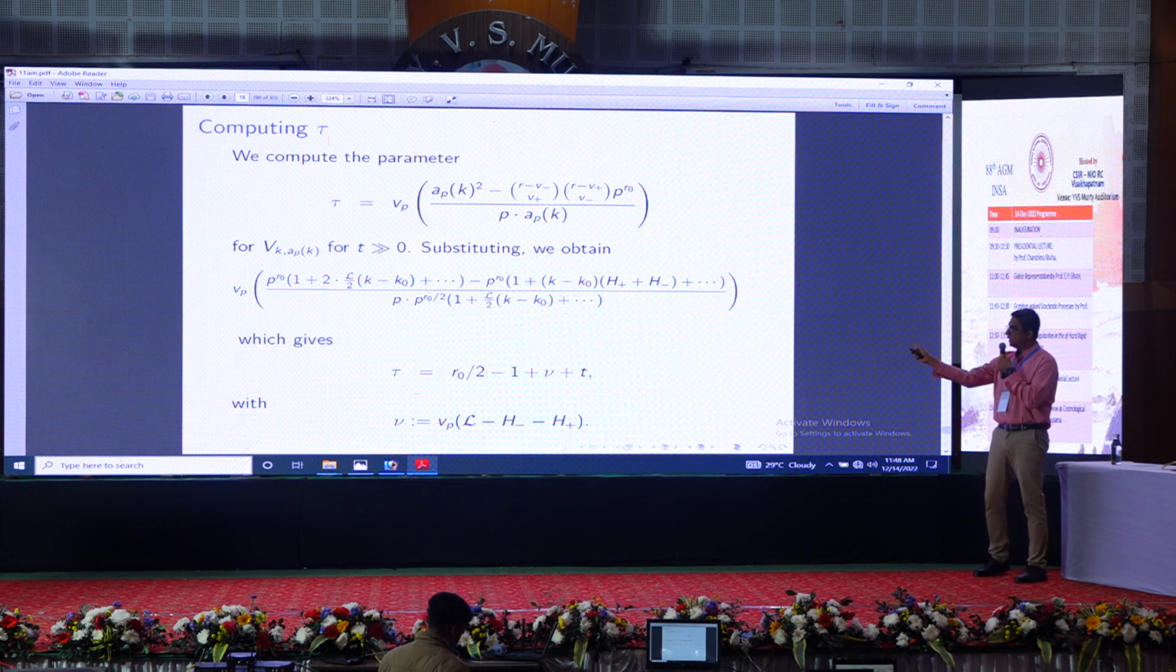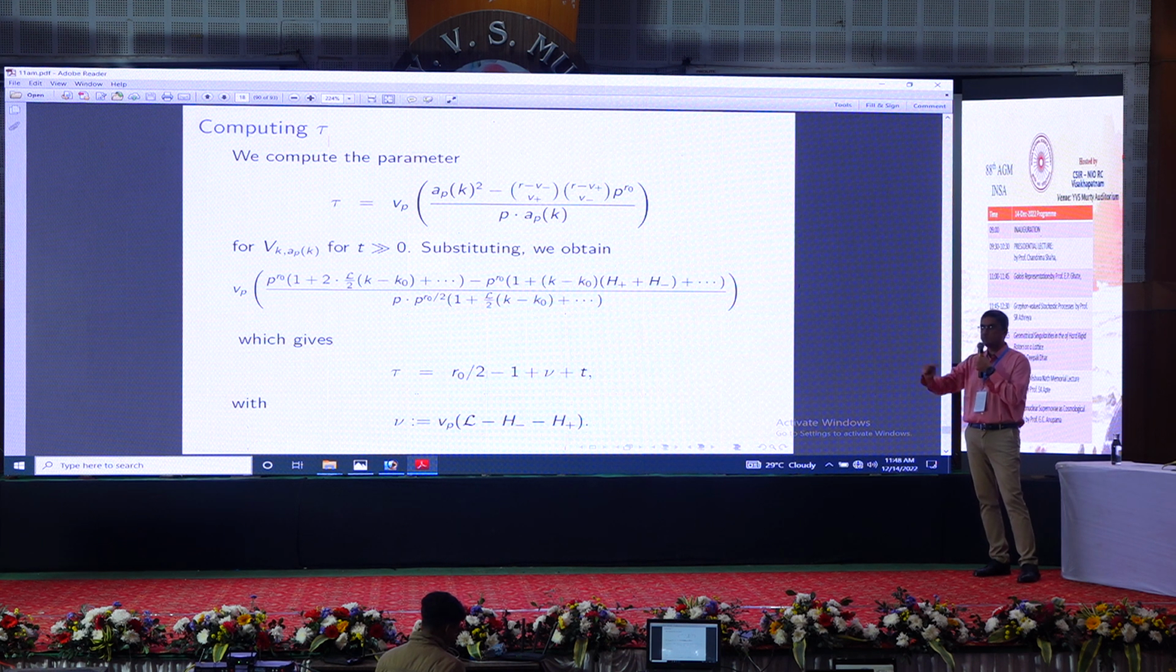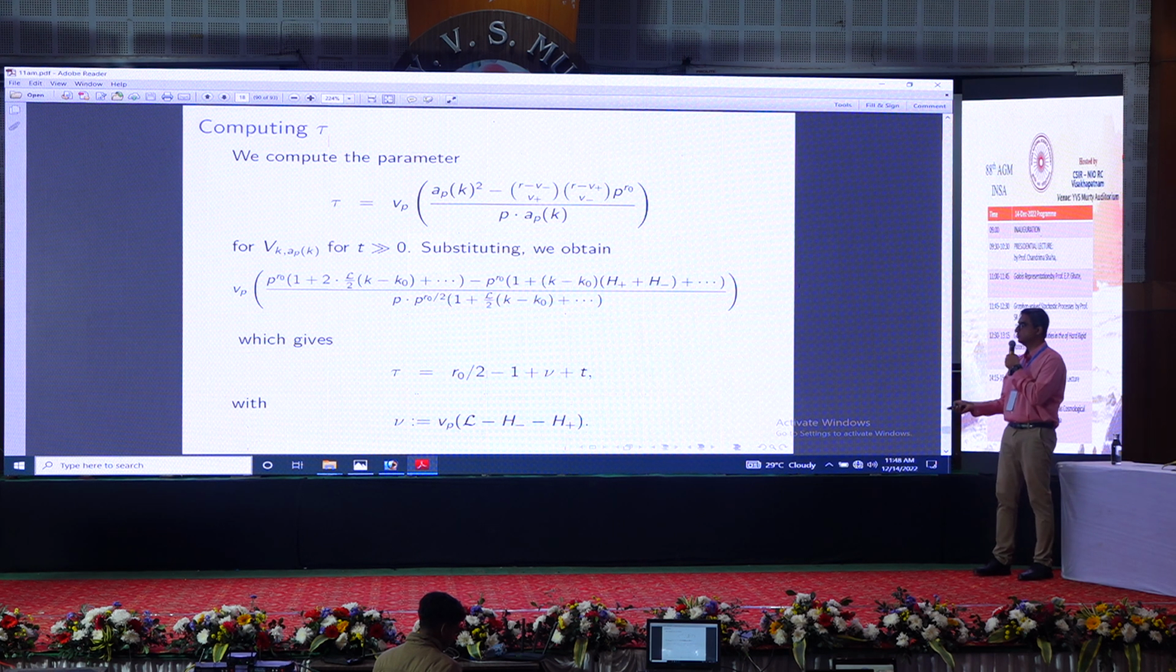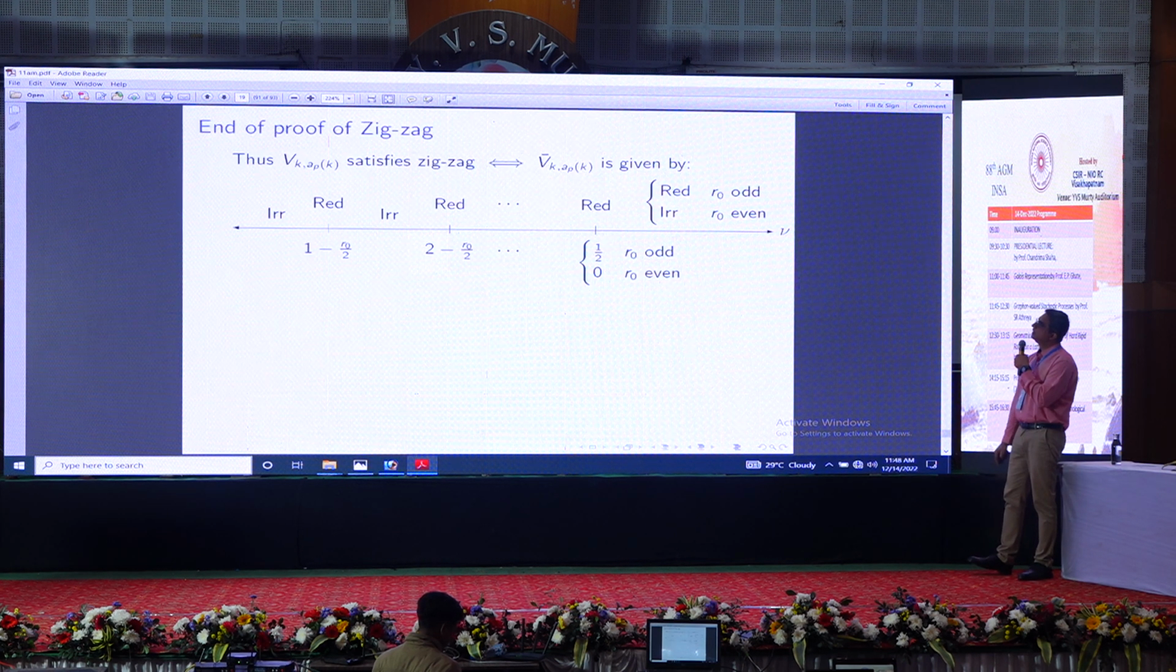So notice that both tau and t are appearing in that expression. And remember, the relative differences of tau and t should control what happens for the representation, whether it's irreducible or reducible. So this is the last slide.